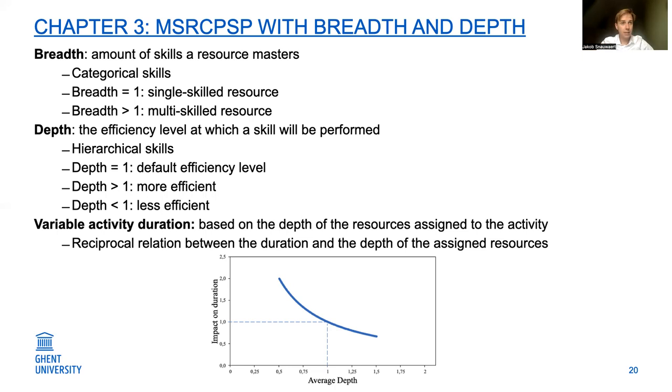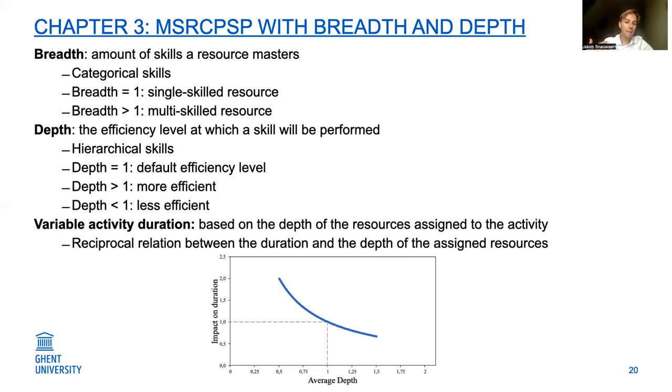Secondly, we have the depth, which specifies the efficiency level at which a skill will be performed. This is also sometimes called the hierarchical skills. A depth equal to one is a default efficiency level. If the depth is higher than one, the resource is more efficient at the skill. If it is lower than one, the resource is less efficient at the skill.